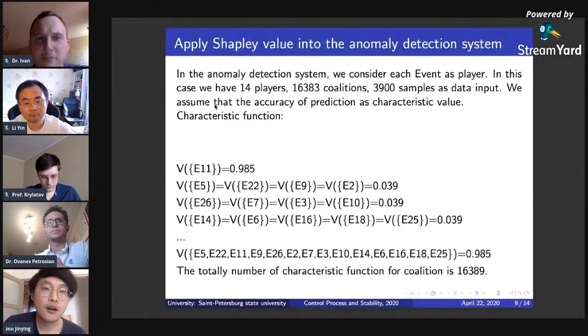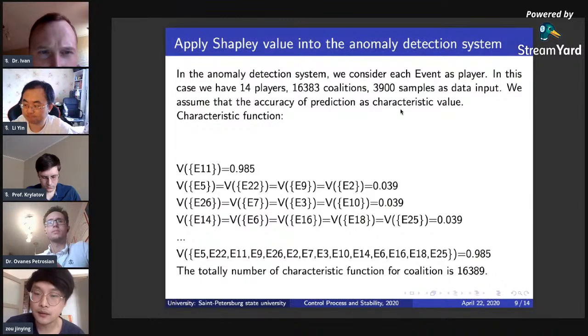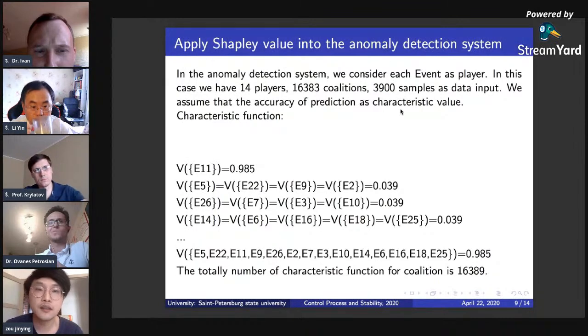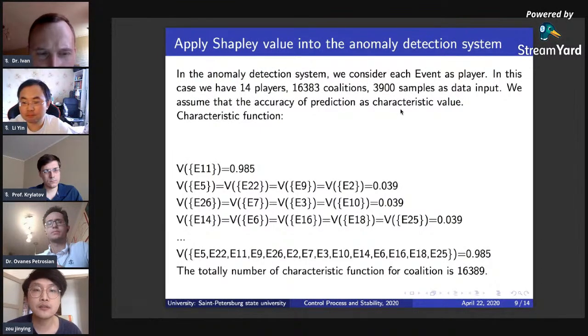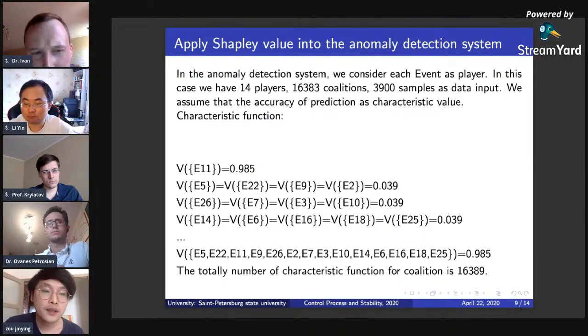So this is our case. In the system, the input data is the logs, and each log consists of 14 events. In our case, we consider the events as the players, and 14 events have 16,383 coalitions in total. The first step is to calculate the characteristic function.